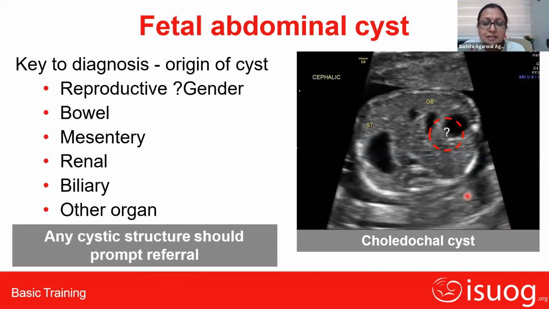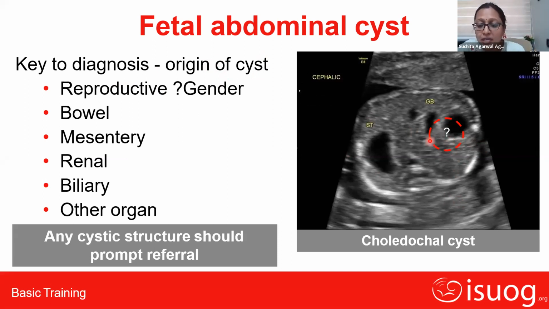Now come to abdominal cyst. There are many, every organ may present as a cyst. So the key to diagnosis is the origin of the cyst. You have to see the location of the cyst. Where is the cyst located?